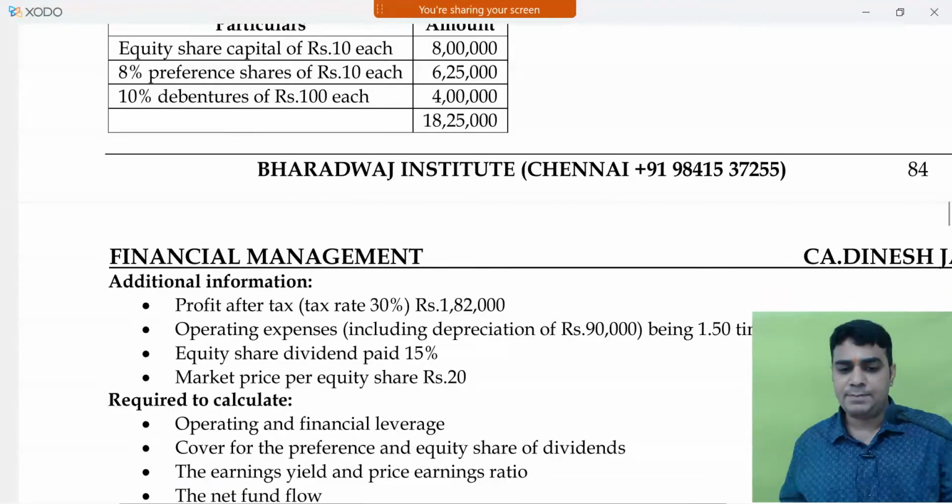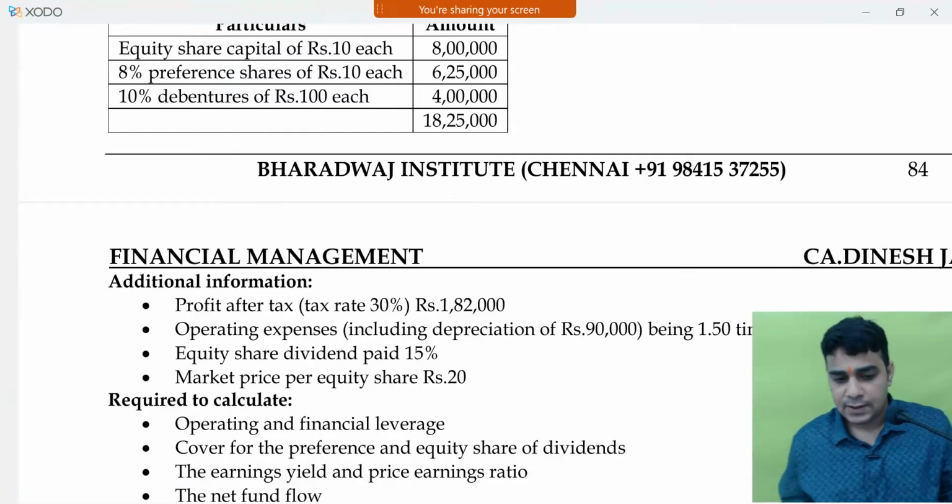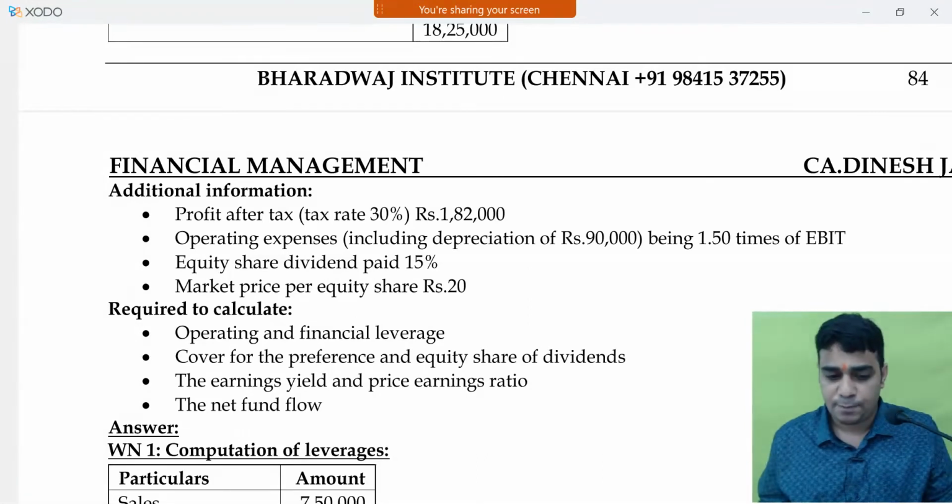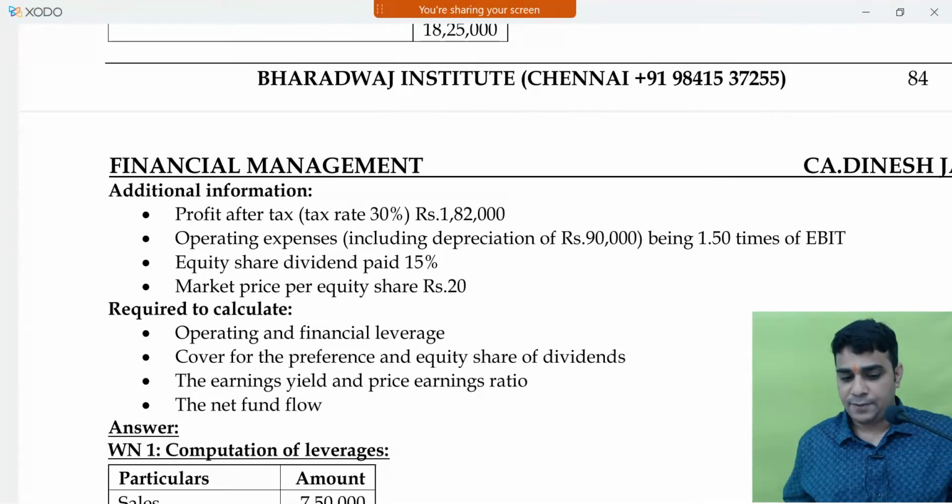Equity share capital, 8% preference share, 10% debenture. This is a question where preference capital is also there. I want to discuss this question. Also some more other information is there. Additional information: profit after tax is 1,82,000, operating expense 1.5, equity share dividend paid 15%, market.